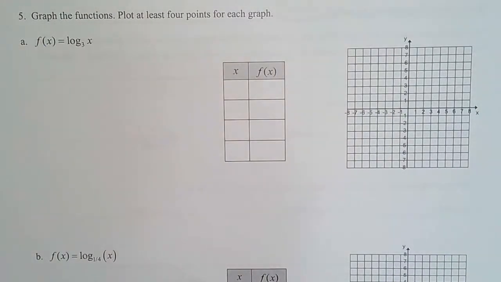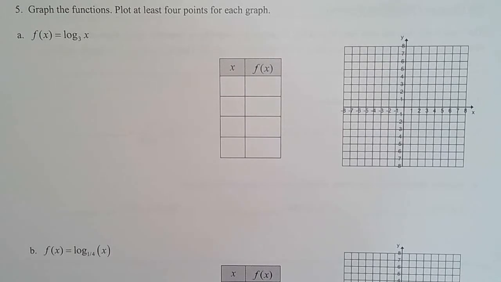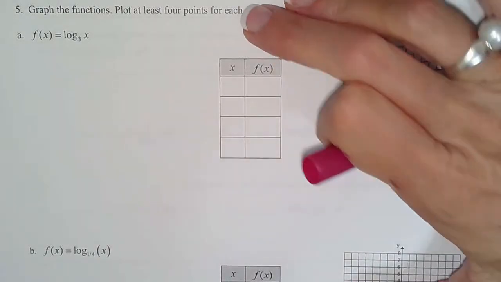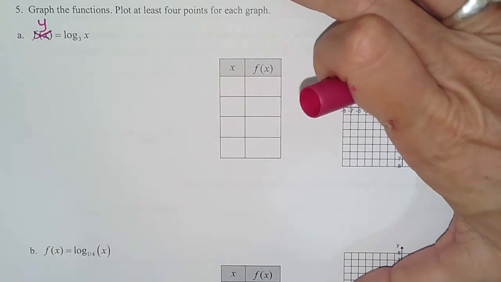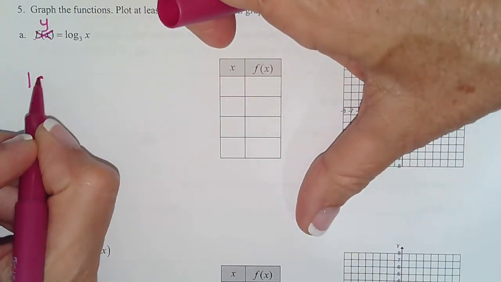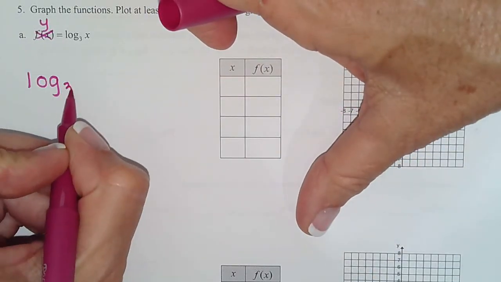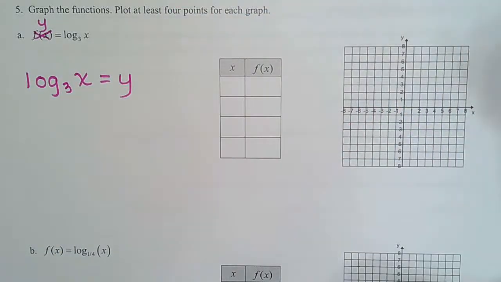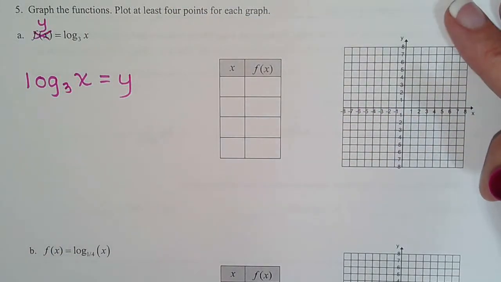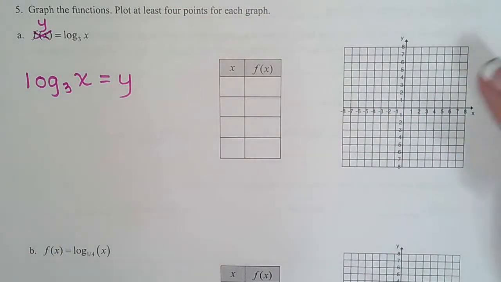Okay, graph the function. Plot at least 4 points for each graph. So a log graph takes a little bit of work, not hard, but it does take a little maneuvering. The first thing you want to do when you're getting ready to graph a log is change this to y. Then remember how I said 99% of the time you're going to change a log into an exponential, because we really don't know what to do with logs, but once we get it in exponential form, that's our familiar form.